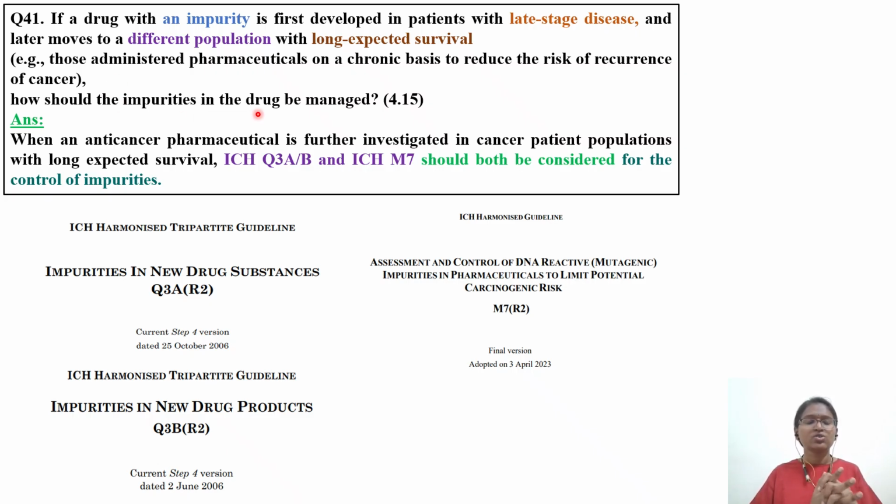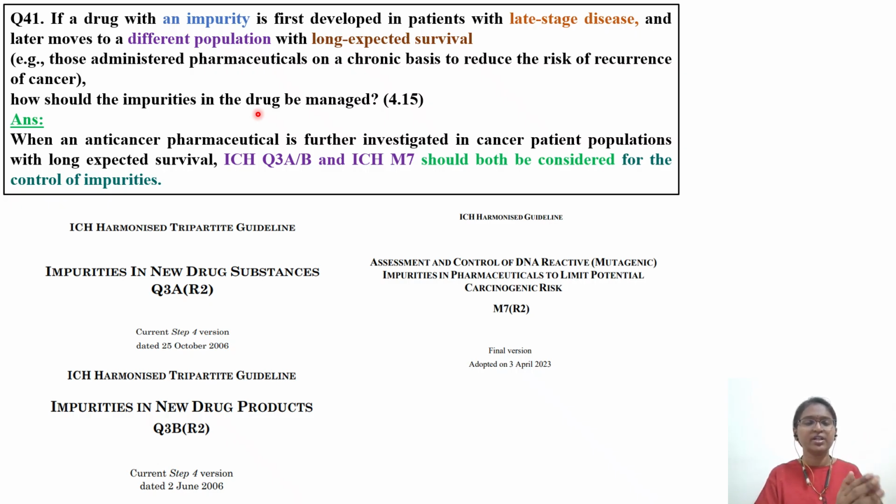In such cases, initially the drug was meant for short duration treatment in advanced cancer. Now the drug is for long-term survival, where the patient is surviving around 2 to 3 years, and for a different type of cancer. In the first case, even if there is a small percentage of impurity, the agency, either ICH, FDA, WHO or EMA, will allow it. We'll go for risk benefit because we want to keep the patient alive. A small amount of impurity is not going to cause an immediate threat.